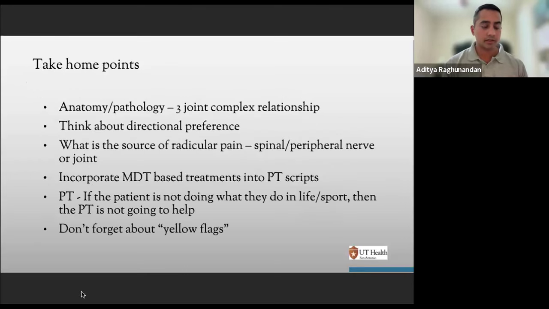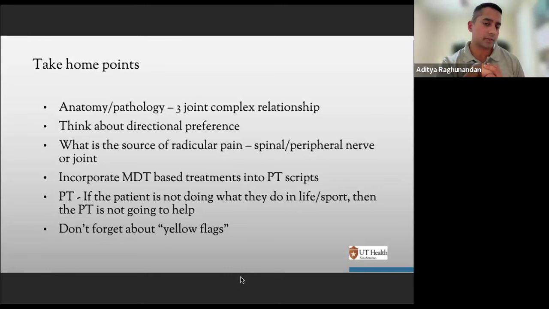So big take home points here. When you think about anatomy and pathology, think of the spine as a 3-joint complex and the relationships and how that plays into pathology. Think about directional preference. When you're thinking about a patient and a differential diagnosis: is it worse with flexion? Is it worse with extension? Is it worse with both? Maybe they have a yellow flag component to their pain.